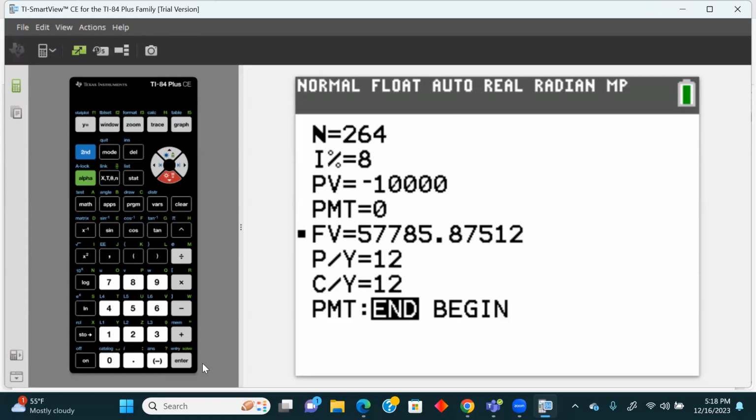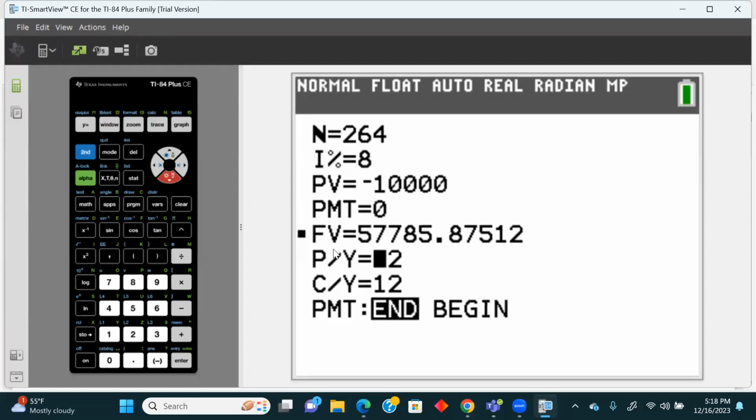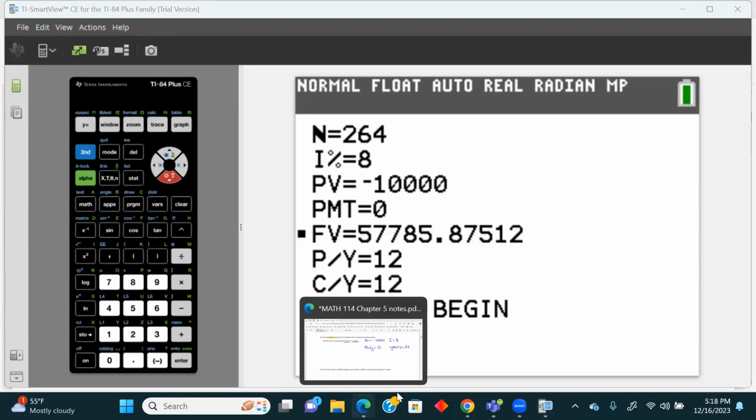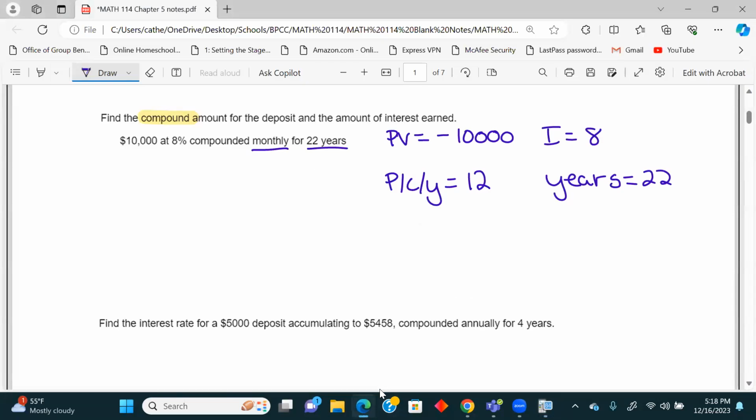Let me write this down. And it's 2 decimal places we're going to round to because we're dealing with money. So the amount that you have is 5,778.88. Let's go down to our next one.